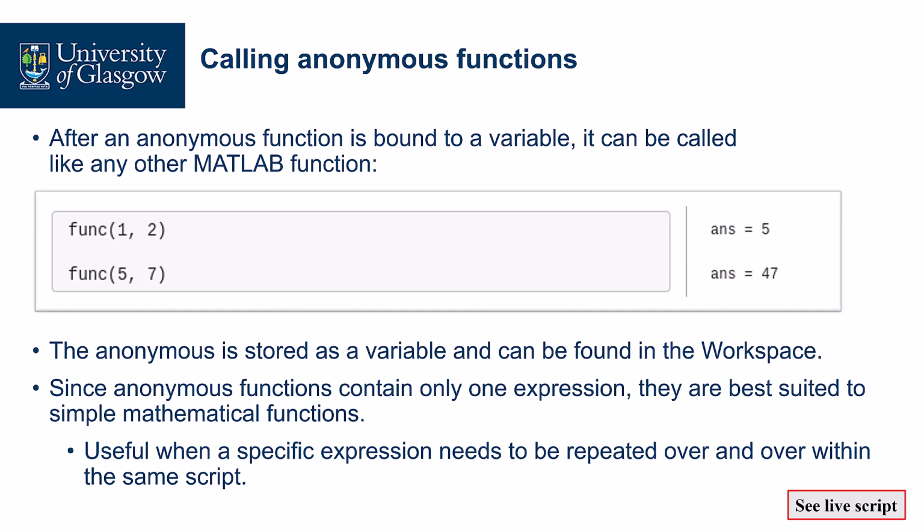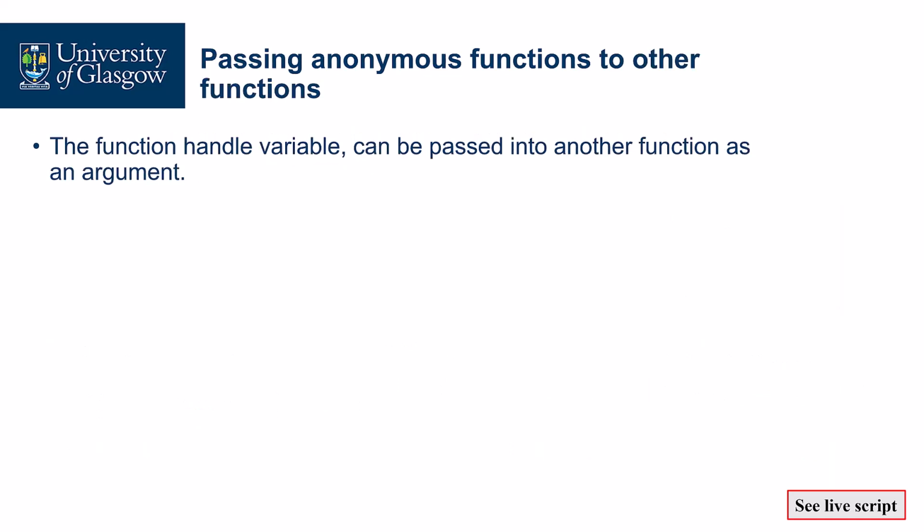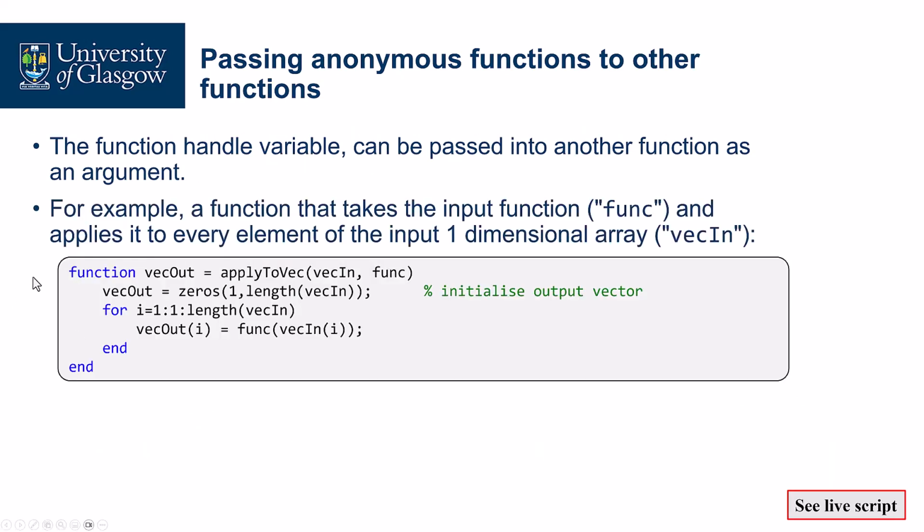We put an anonymous function as an input of another function, as you can see here. This is a function. We can see function vec_out equals apply_to_vector, parentheses vec_in, func. This function has two inputs. One is vec_in, which means this is a vector. This func is an anonymous function that we have defined, right? So let's see what this function does and how the func is used.